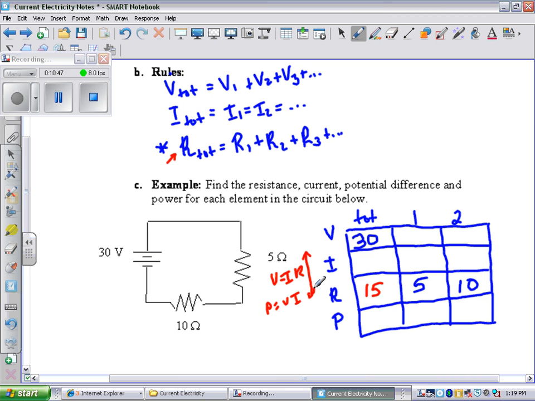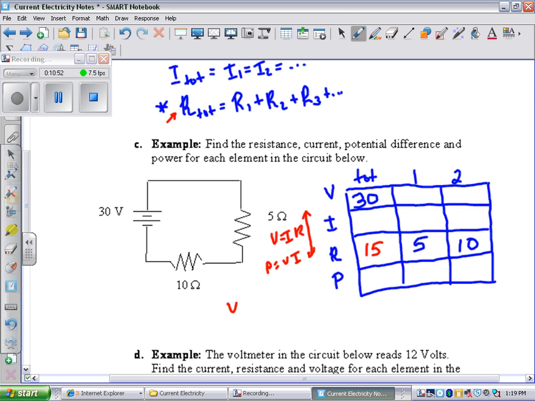So for V equals IR, if I was to show all of my work for this one, I would do V equals IR, so 30 equals I times 15, and that's going to give me I equals 2. So now I know my current coming out of the battery is 2 amps. Now for series circuits, if we look at the I rule, the I's are the same. I total equals I1 equals I2. So now I know this one's going to be 2 and this one's going to be 2.